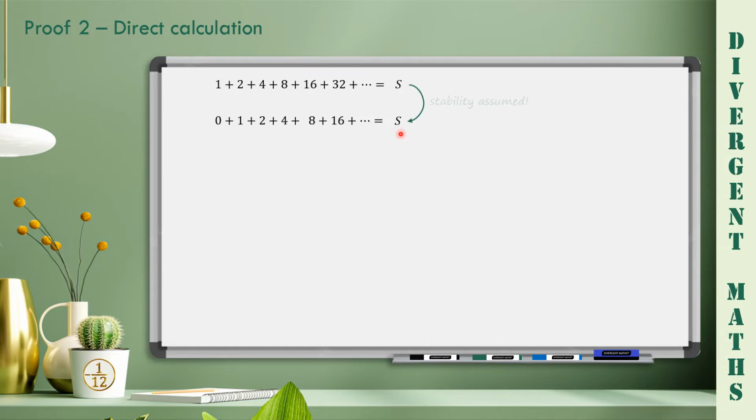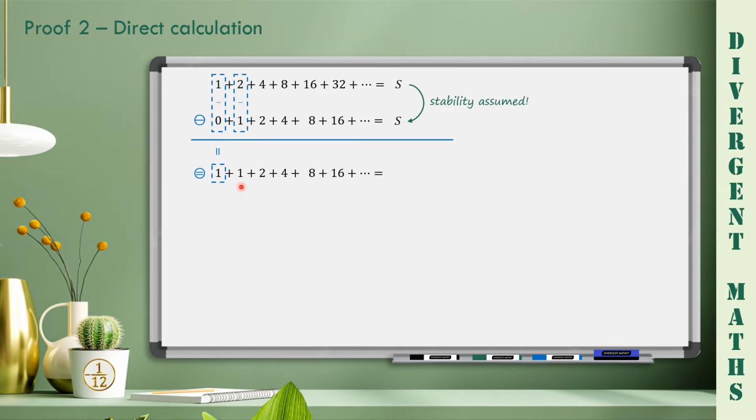So when we do that, we actually assume that the series is stable. In other words, the sum of the divergent series does not change when we insert a leading zero in front. In other words, when we right shift the series to the right. So let's do the difference. What do we get? 1 minus 0 equal 1, 2 minus 1 equal 1, 4 minus 2 equal 2, 8 minus 4 equal 4, etc. 16 minus 8 equal 8, etc. And on the right-hand side, S minus S equal 0.